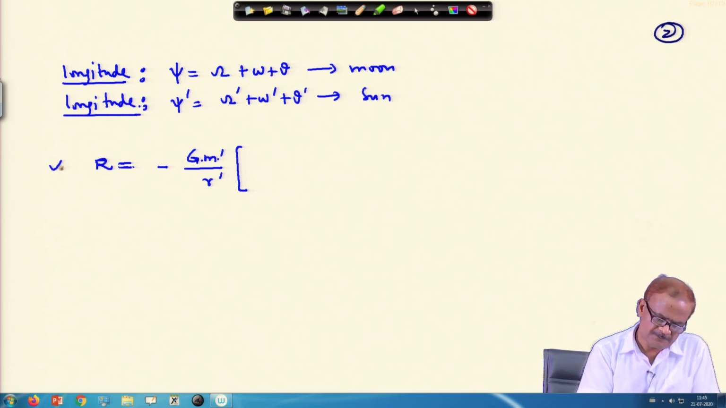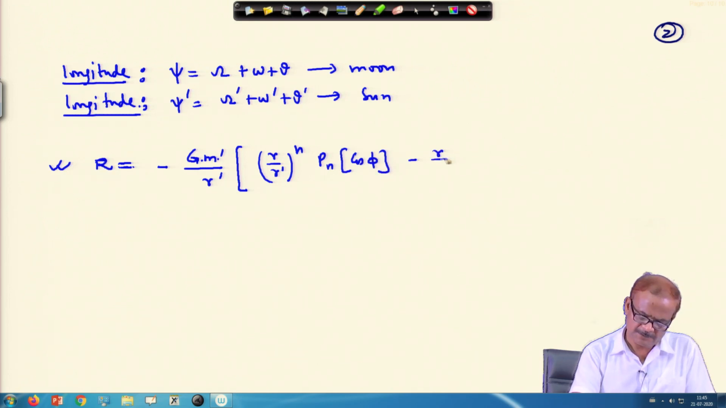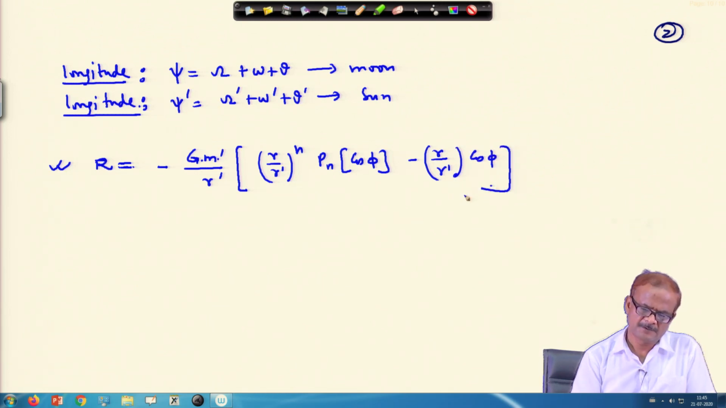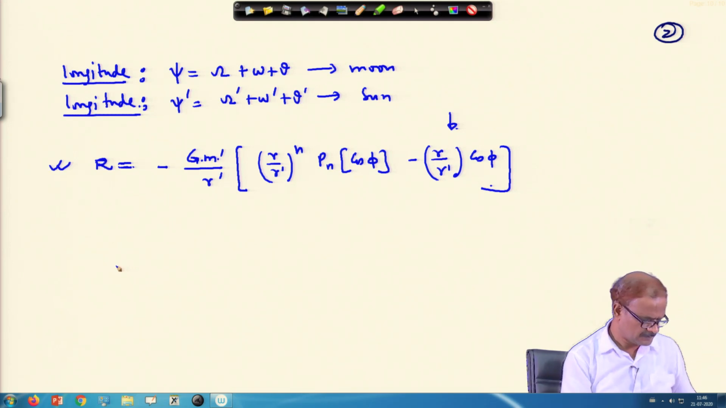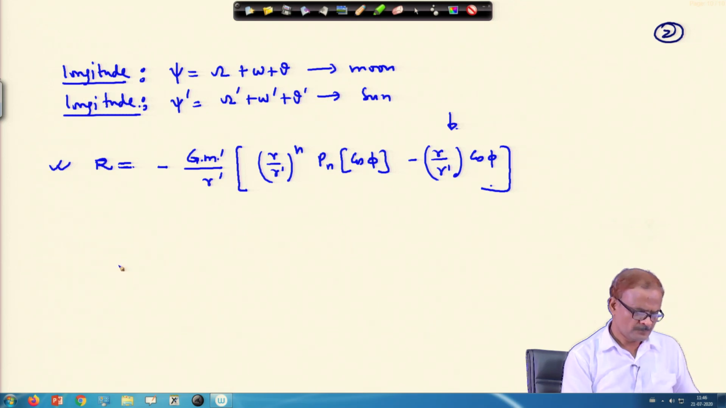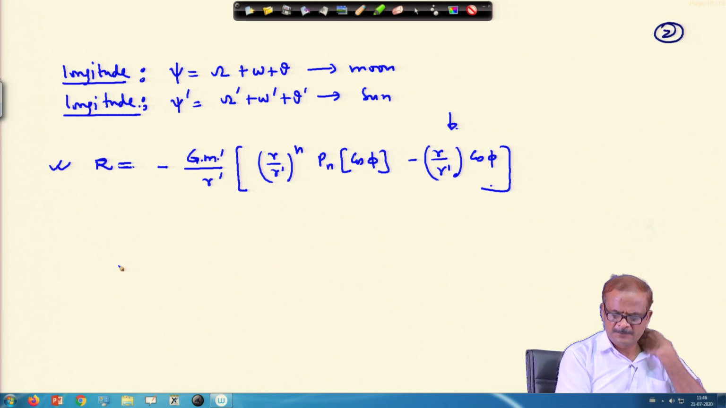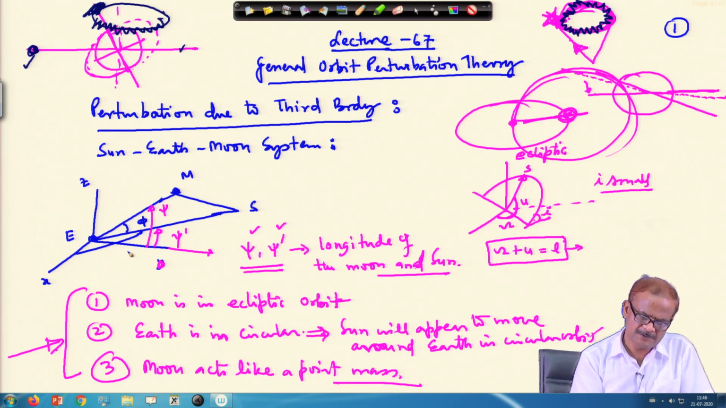So, basically the perturbation due to the third body can be written as r by r prime to the power n, P n cos phi, minus r by r prime cos phi. And from where is it coming? I will supply you the corresponding lecture for that. See exactly what we have done, if we go back and look here in this place.